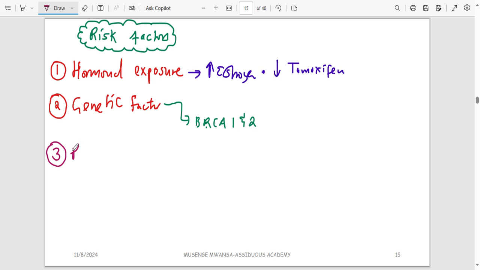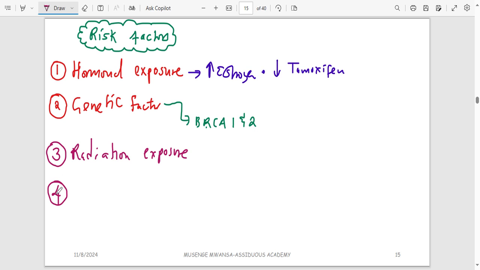Thank you so much. So radiation exposure. For example, if someone is having a chest irradiation, maybe they have got a cancer as a form of treatment, so that is also going to result in an increased risk of getting breast cancer.